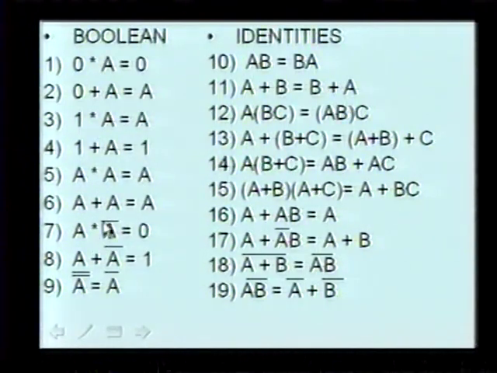If you have A ANDed with not A, you can simplify that to make it a 0. If you have A ORed with not A, you can simplify that to a 1. So you can see these different examples. They get a little bit more complex, but we'll use a few of these examples, and then we'll use them in the RS Logix software as well.